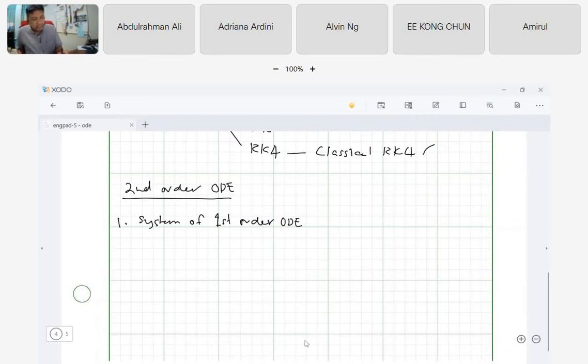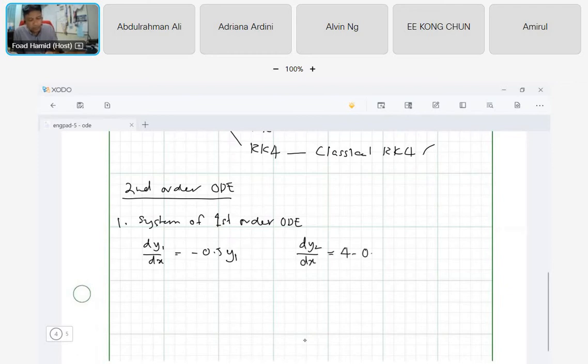Okay, system of first order ODE. So the example that I gave you last time was dy1/dx equal to minus 0.5 y1. And then dy2/dx equal to 4 minus 0.3 y2 minus 0.1 y1.